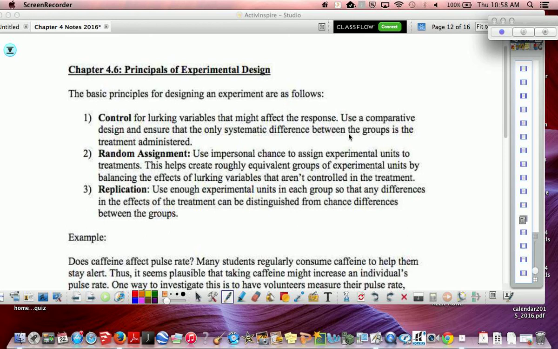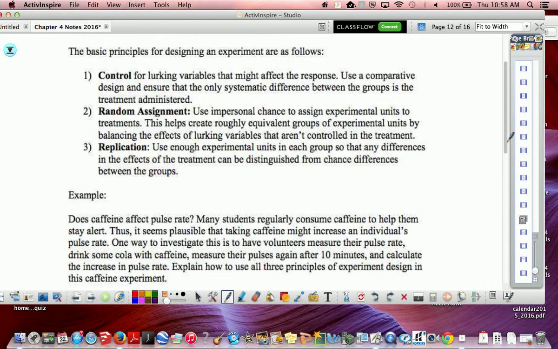So to show you some of these and what we're talking about here, we have this particular example. It says, does caffeine affect pulse rate? Yeah, it might. So many students regularly consume caffeine to help them stay alert. Mountain Dew, ring a bell? There we go. Thus, it seems plausible that taking caffeine might increase an individual's pulse rate. I know myself, I drink at least 1 cup of coffee every morning.